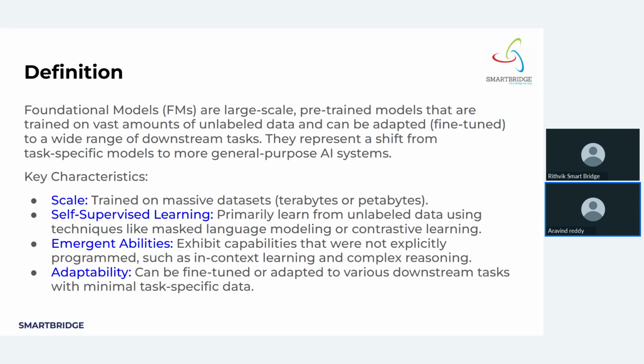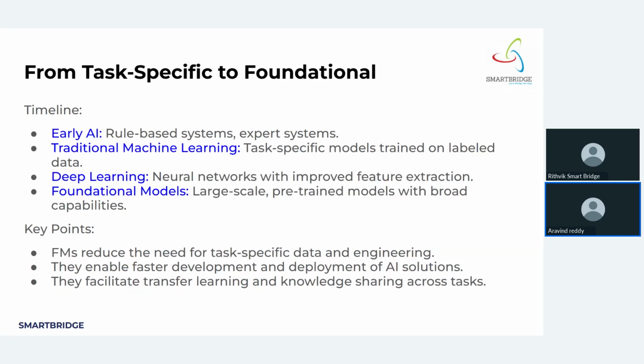It can take the question and give the one word answer. That is what we call masked language modeling. Emergent abilities mean exhibiting capabilities that we did not explicitly program, such as in-context learning and complex learning. The human is not going to write any code there; it just works based on the training. It can also fine-tune and adapt, and do fine-tune tasks, going from task-specific to foundational.